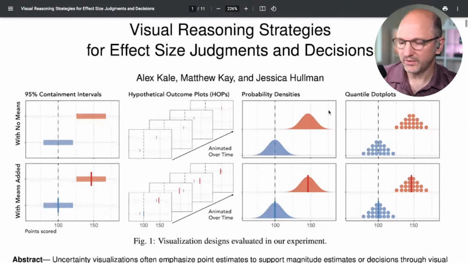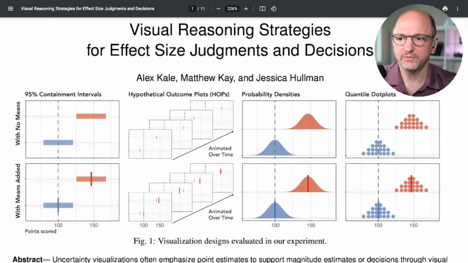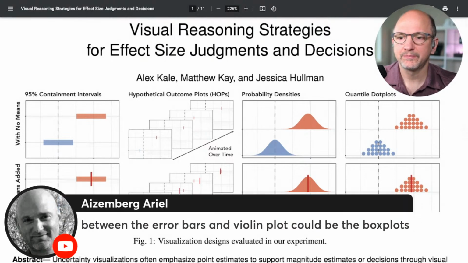And then this is another one. This is probably the best summary of this work, at least up to that point, which I think is about 2 years old, that shows a few different ways of showing uncertainty here. So one is showing these 95% containment intervals.